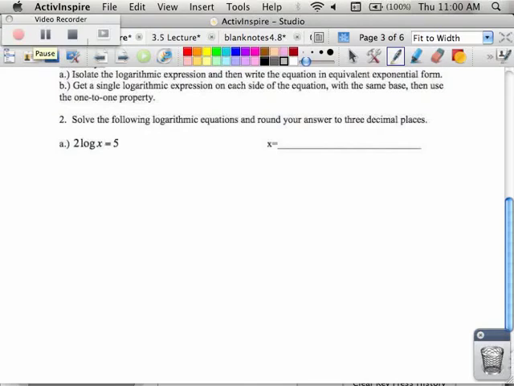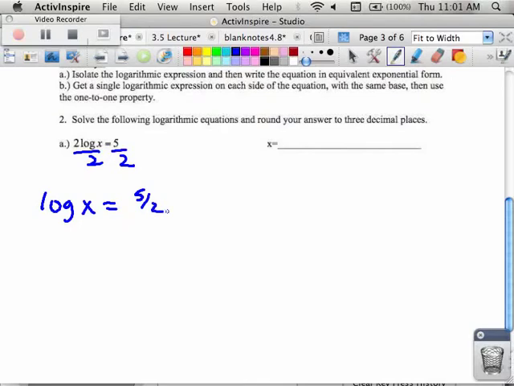2. It says solve the following logs. Doesn't really tell us how to do it. All right, so we can use any method possible. And if I can use any method possible, I guess I'm going to divide by 2 on both sides. So let's divide by 2 on both sides. And I get the log of x equals 5/2.